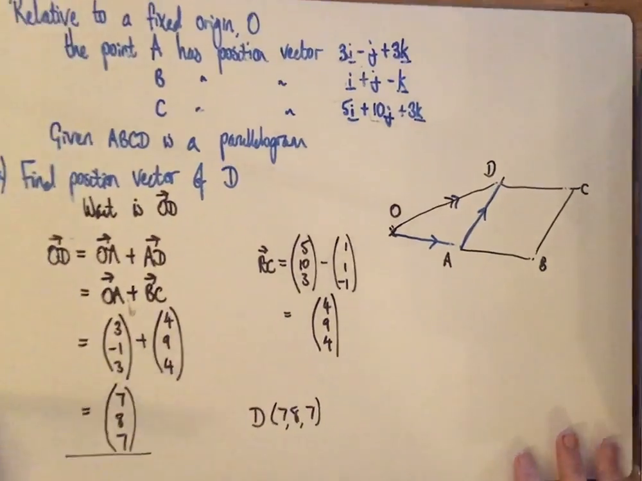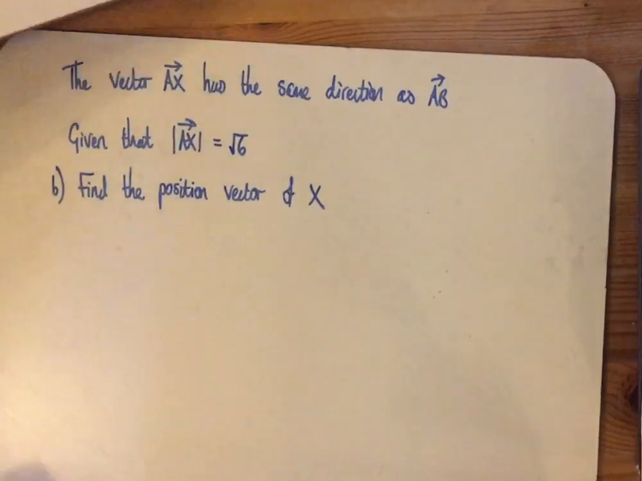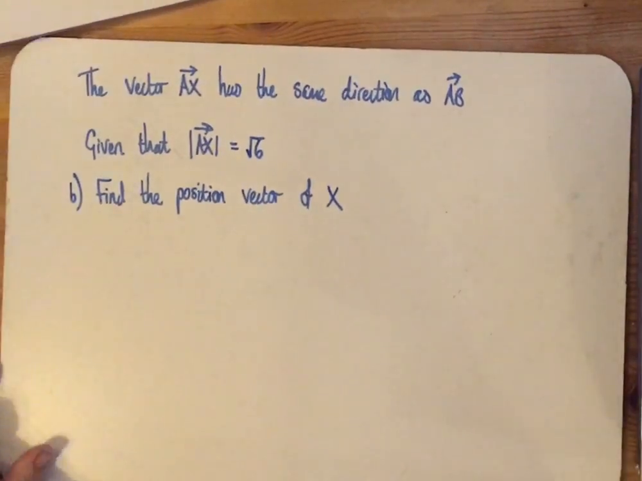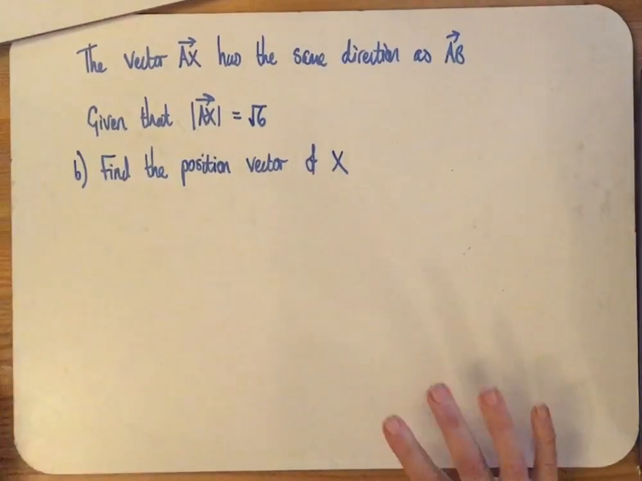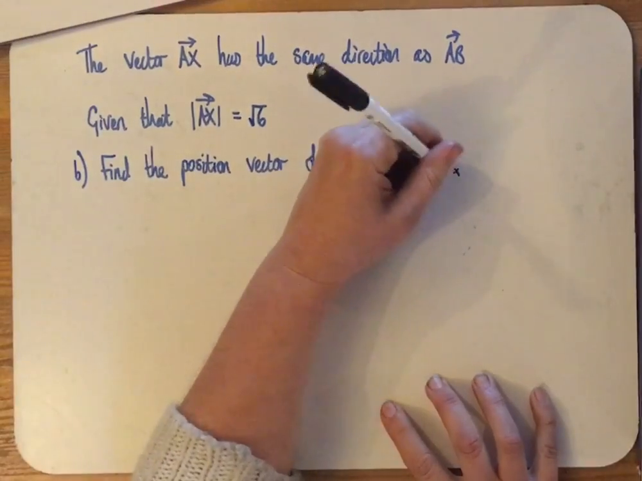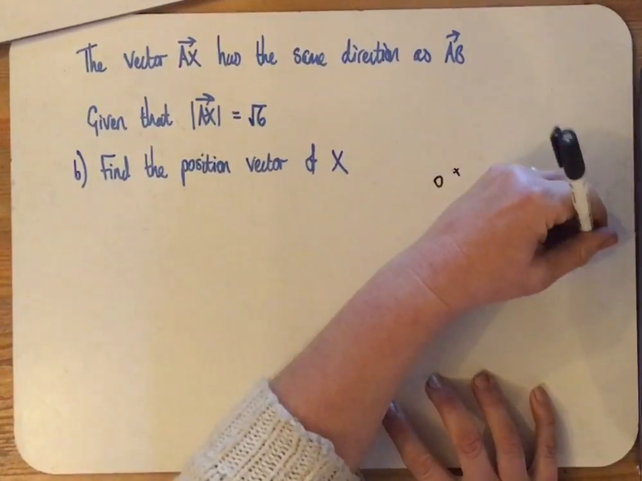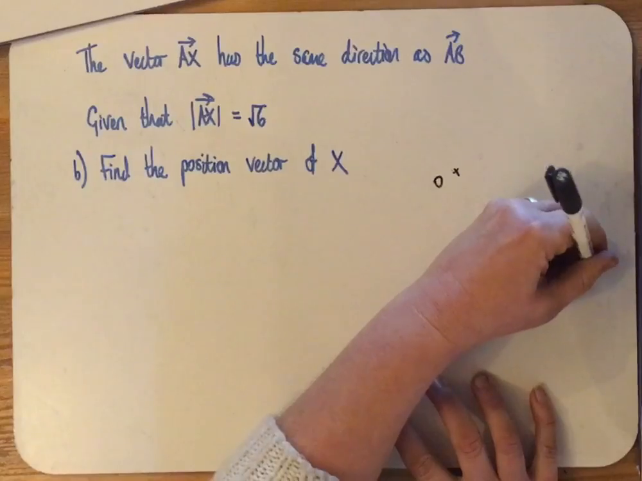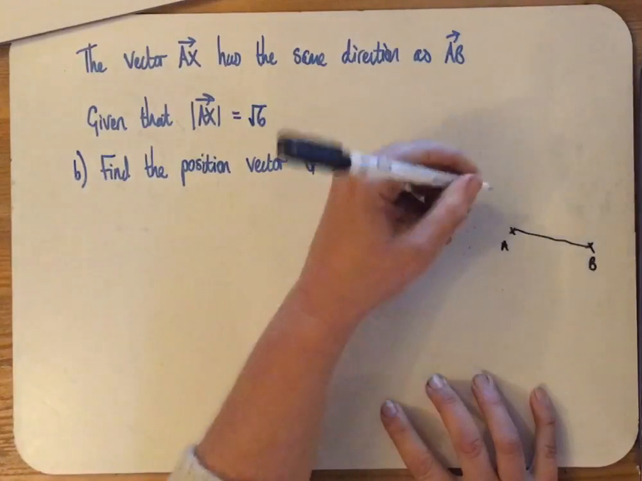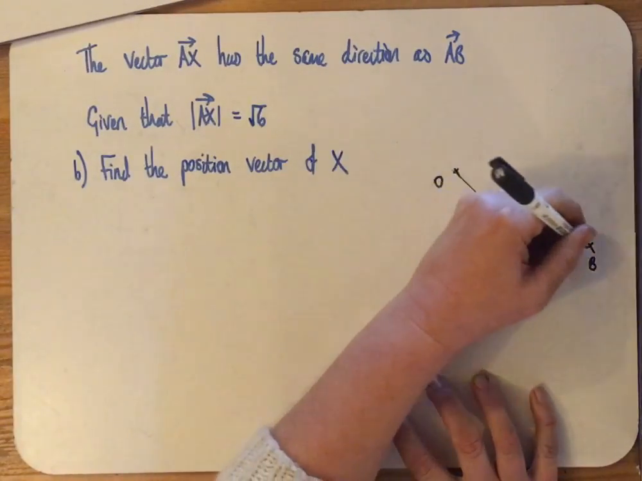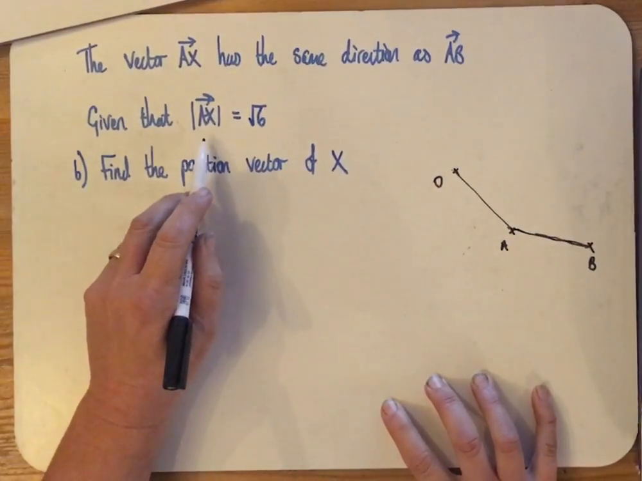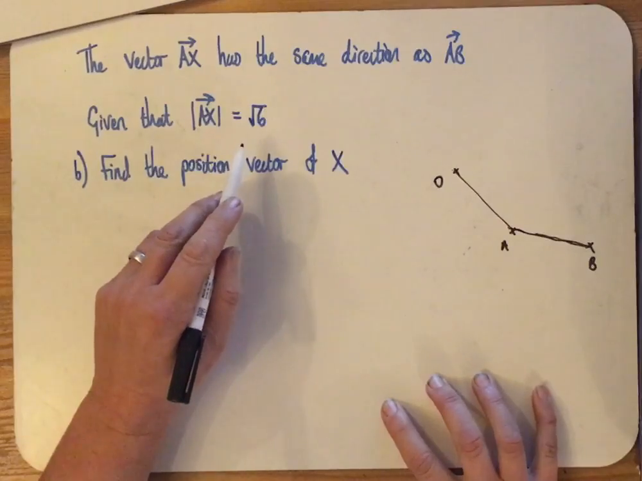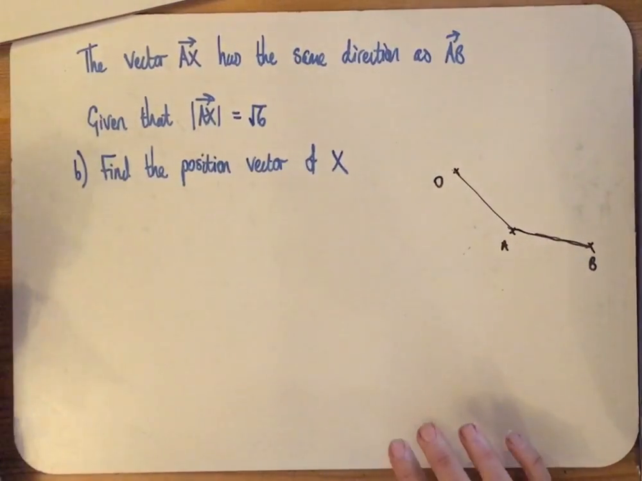That's that one. Second part to this, so we have AX is in the same direction as AB. So I've got an origin, I've got A, I've got B. AX is the same direction as AB, so X is going to be along here somewhere, but we don't know where. But we're told that the length of AX is root 6. You don't really, I think, have to do this with the unit vectors.